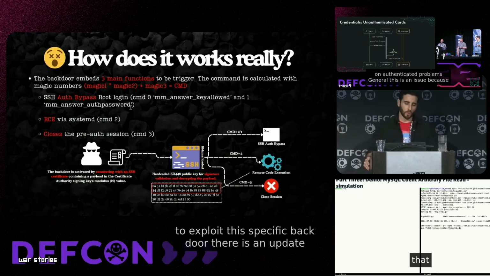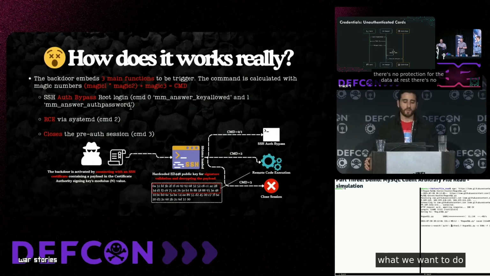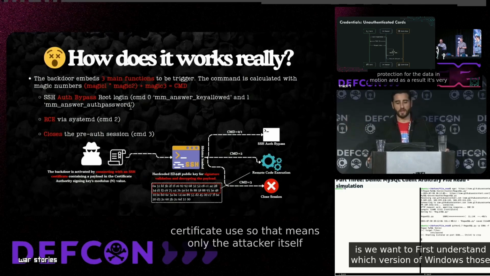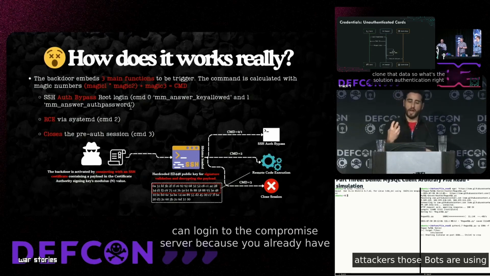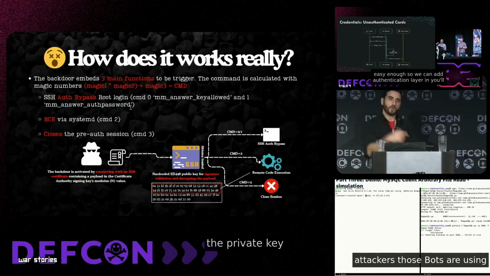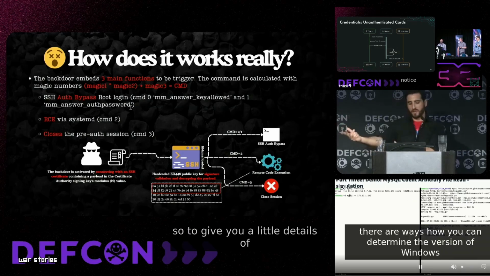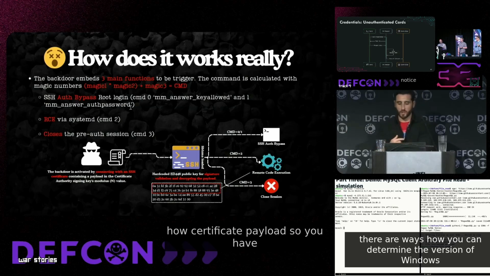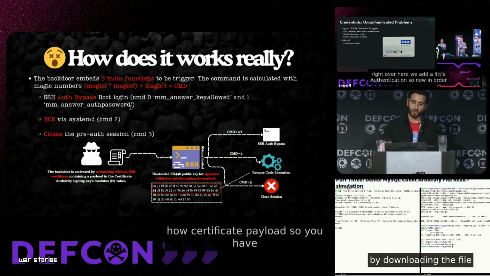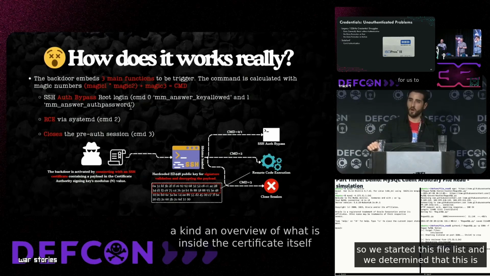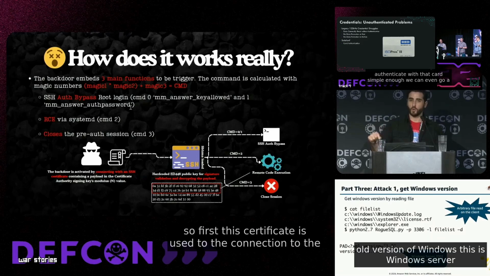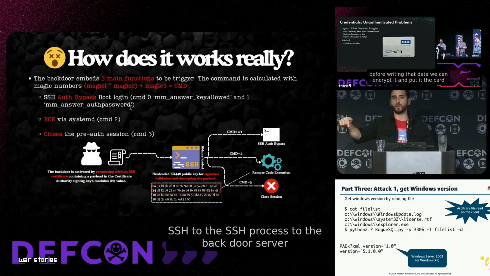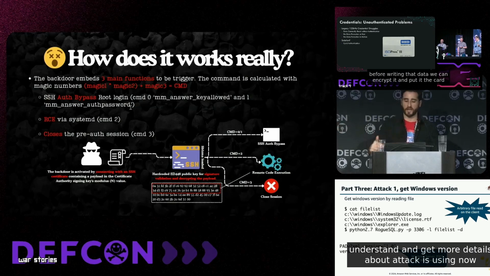If you pay attention to the diagram below, to trigger these commands, the attacker has to embed the payload into an RSA certificate that will be read by the backdoored server during the authentication. And then there is a bunch of decryption. Of course, to exploit this specific backdoor, a hard-coded certificate is used, so that means only the attacker can log in to the compromised server, because he already has the private key.